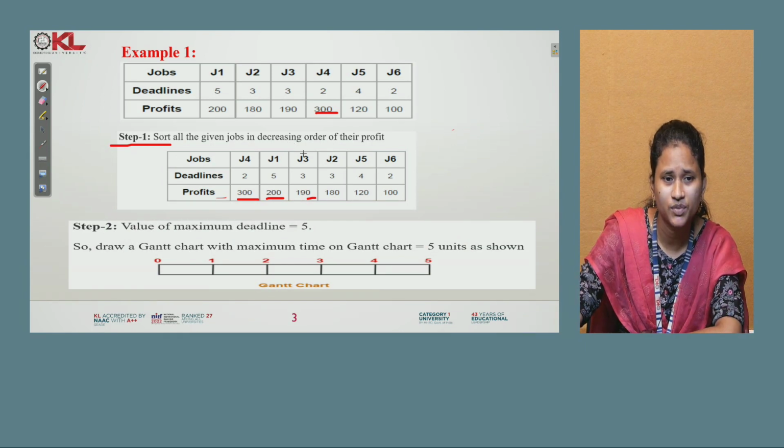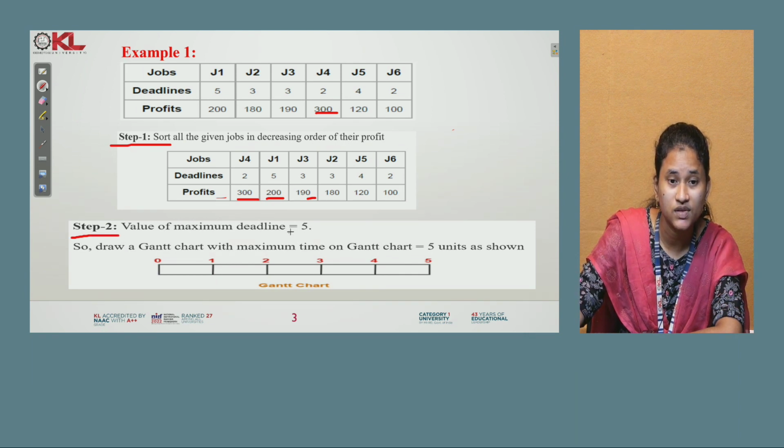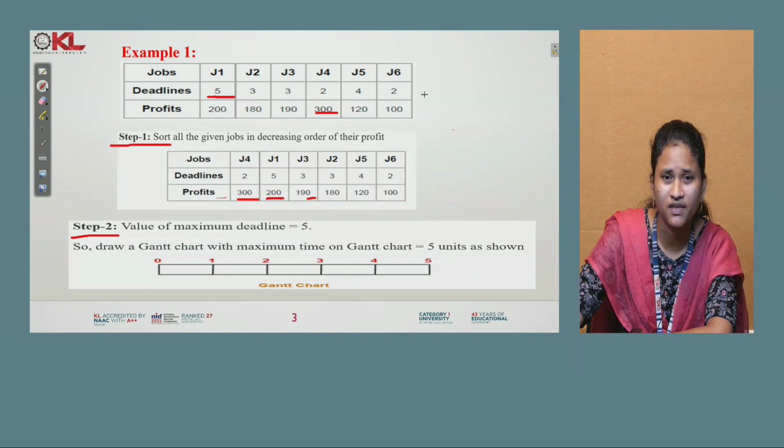After arranging the jobs, next we have to see the second step. What is the second step? We have to see the maximum deadline. In the deadlines, what is the maximum deadline here? 5 is there, so 5 is the maximum deadline. Here we are going to use the Gantt chart.